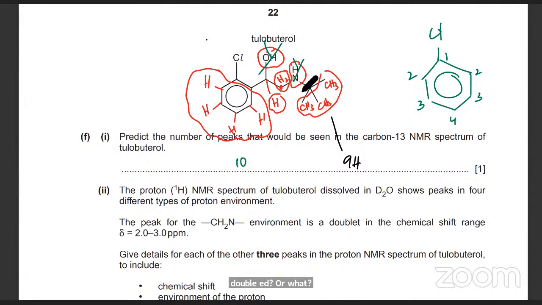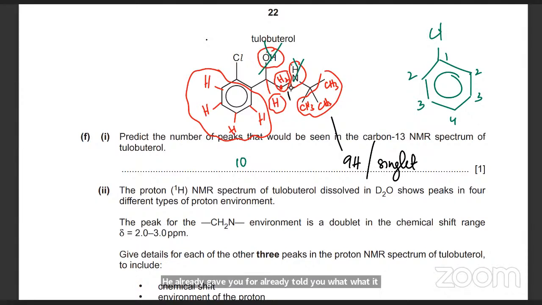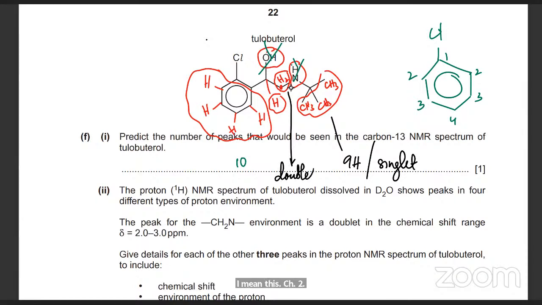Singlet. The neighboring carbon has no H's, and NH does not cause splitting to begin with, so it's a singlet. He already gave you the CH2; he already told you it was a doublet. Why? Because the neighboring carbon atom has 1 H, and there were 2 hydrogens responsible for this.